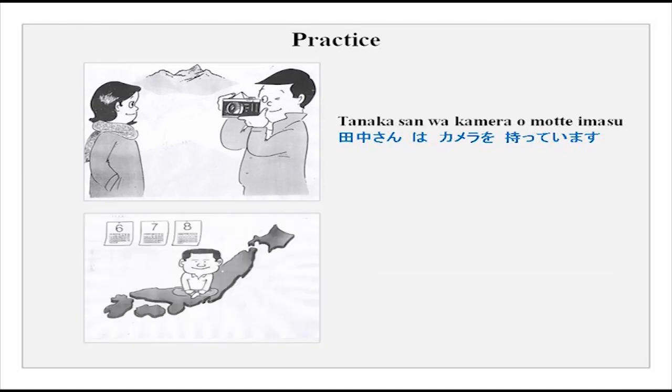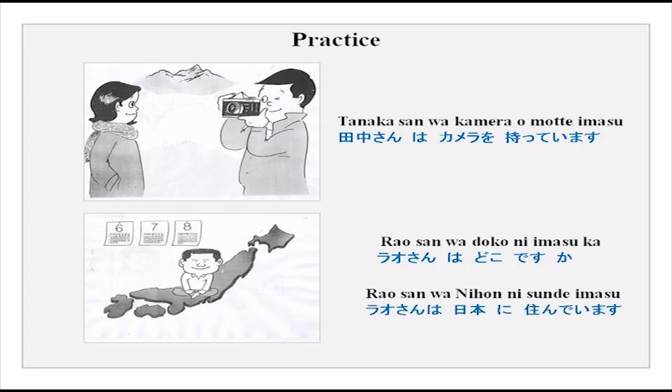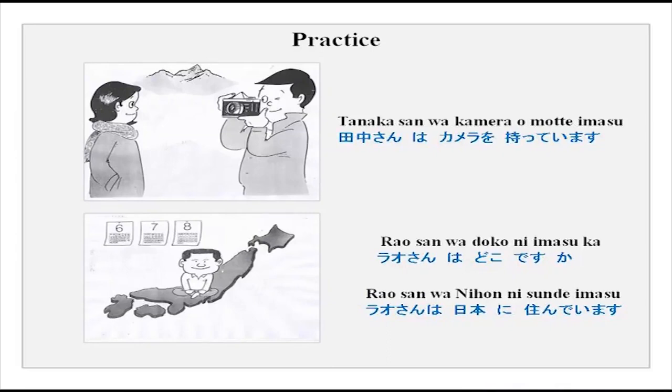There's another one. You have Rao-san in Japan. So, Rao-san wa doko ni imasu ka? You can ask a question. Rao-san wa doko ni imasu ka? Rao-san wa Nihon ni sunde imasu. He is living in Japan. So, he is in a state. It's not going to finish in the next 5 minutes, or in another half an hour, 1 hour. He is living that condition, that state. That is Rao-san wa Nihon ni sunde imasu. Te imasu or de imasu form.